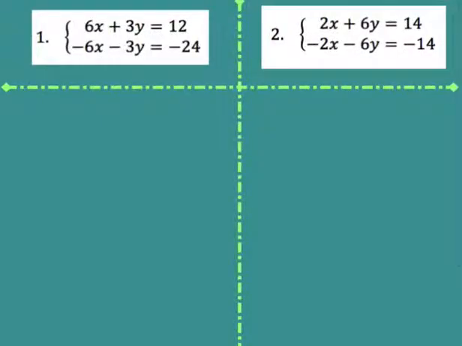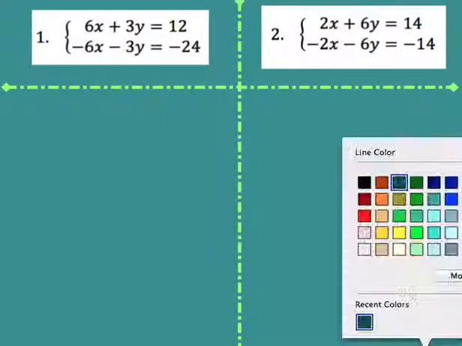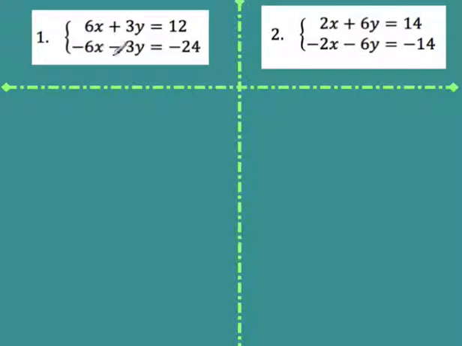So let's take a look at some of those examples. Let's start by taking a look at number 1. This one's set up for us to use elimination. It's in standard form. What I notice is that here I have the same coefficient with opposite signs. The y's both have 3's, but the signs are opposite. That means it's ready for elimination because it's going to cancel out.